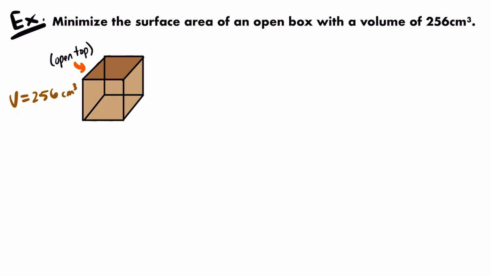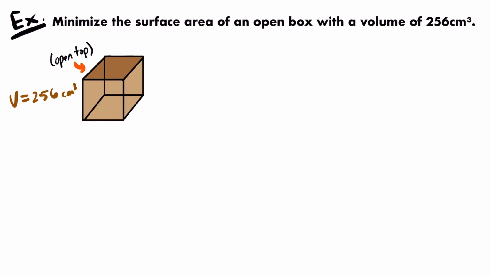And what we want to do here is minimize the surface area of this box, given that this is the volume. Okay, so we have to set up an equation to represent the surface area of this box. And then we also want to set up an equation using this value of the volume. This is what we would call the constraint of this problem. It is going to restrict or constrain the dimensions of this box.